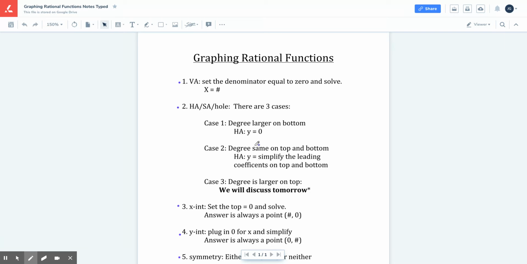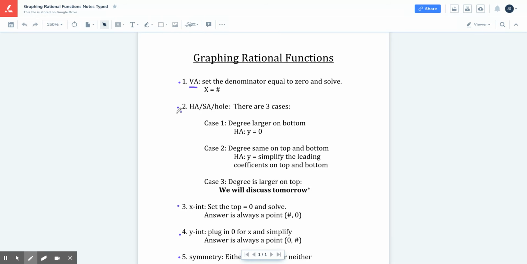All right, so I'm going to briefly talk about what each of these things are. It'd be a good idea to write these down in your notebook so that you guys can refer back to them. Then we're going to go through a couple of examples where you refer back to these notes to help you solve each thing before you have to graph.